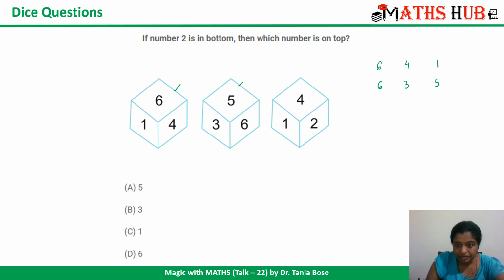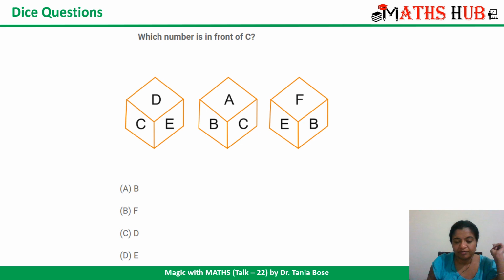Right? So you can see that 1 is opposite to 5 and 3 is opposite to 4. Right? So we have the numbers 1, 2 is missing, 3, 4, 5. So that means the number which is opposite to 6 is 2. Or the number which is opposite to 2 is 6. So it should be option D, right? Okay, so let's move on to the next question.